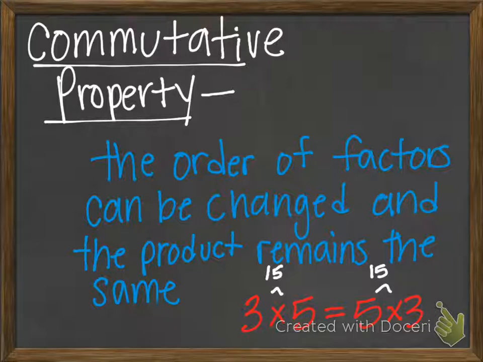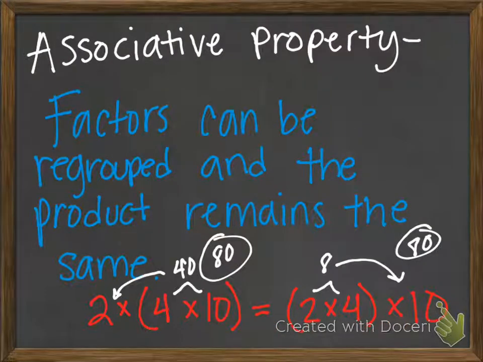The first one is commutative property, and that is saying that the order of the factors, which are the numbers in the multiplication problem, can be changed and the product will remain the same. So 3 times 5 is 15, and even if you switch them, 5 times 3 is 15 as well. So with the commutative property, you are just changing the factors. Now, associative property is the second one you need to know. And this means that the factors can be regrouped and the product remains the same.